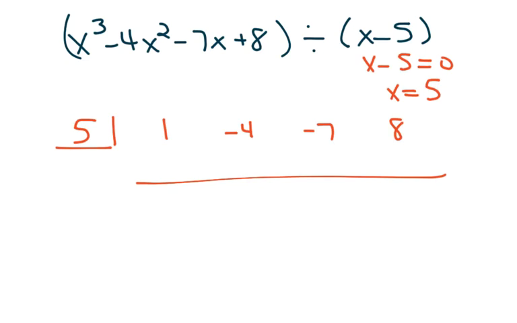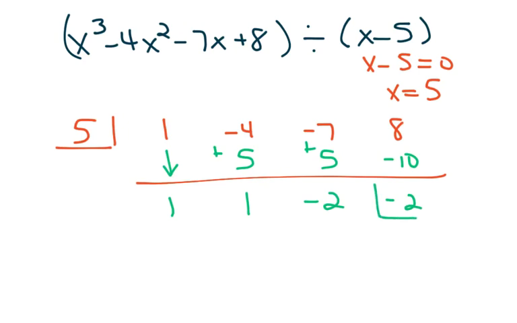So the way this works is you start by bringing down the first coefficient. And then you're going to write a number above the line under the negative 4. You get that number by multiplying the 1 by 5. And then you're always going to add going down. So negative 4 plus 5 is 1. To get the number that goes under the next coefficient, you're going to multiply 5 times 1. And then you're going to add going down. To get the next number under the 8, you multiply 5 times negative 2. And then you add going down.